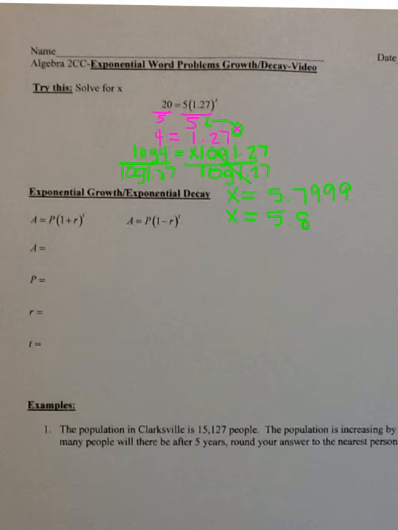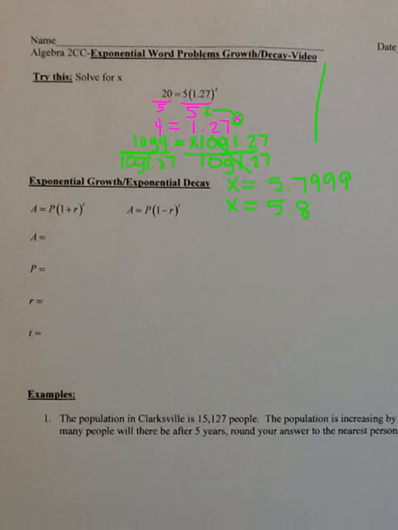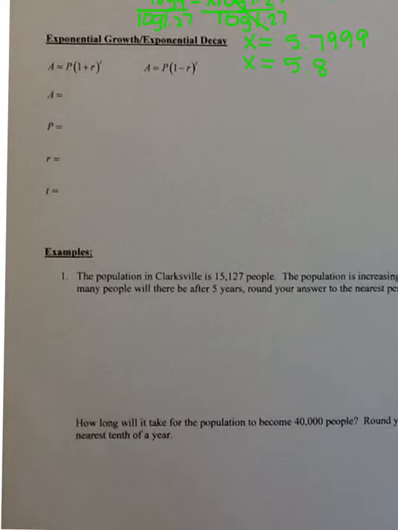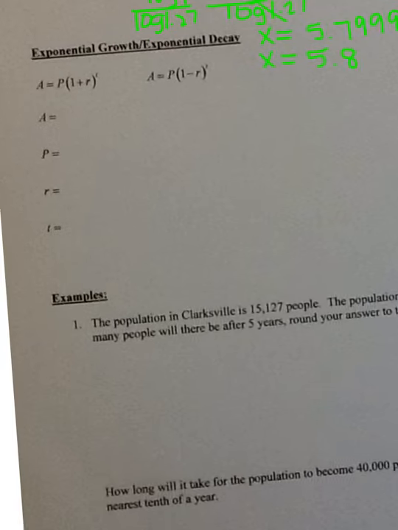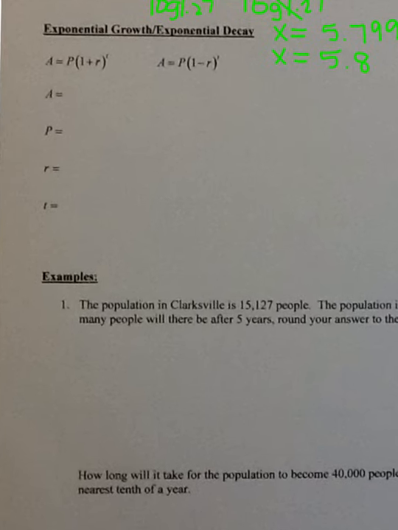Okay, so let's take a look at the growth and decay formulas here. So the growth and decay formulas are very similar to each other. One just has a plus, one has a minus. So the growth is A equals P times 1 plus R raised to the T power. And the decay is A equals P times 1 minus R to the T power.